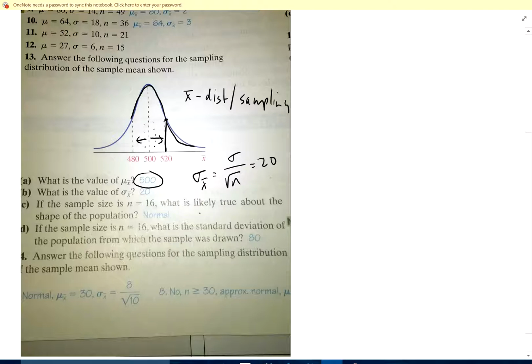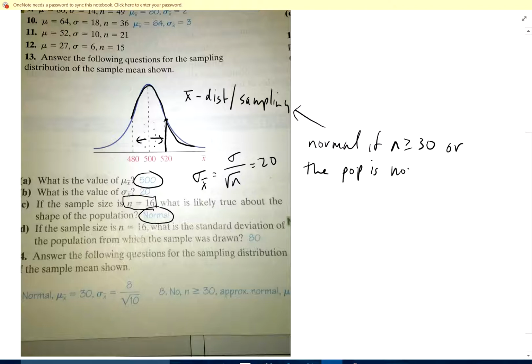C, if the sample size is 16, what is likely true about the shape of the population? Well, since 16 is smaller than 30, there's no guarantee that this distribution is normal unless the population is normal. So since n is less than 30, we have to assume the population is normal.